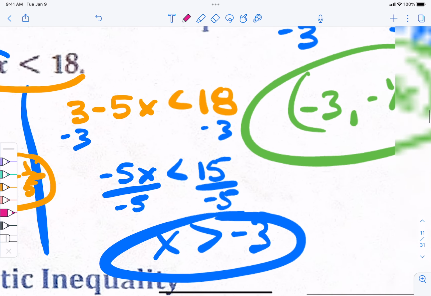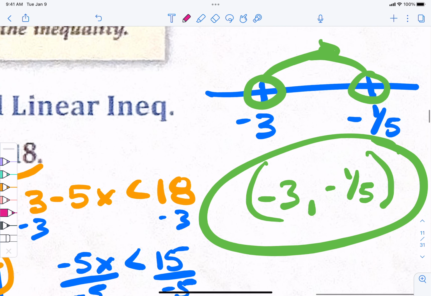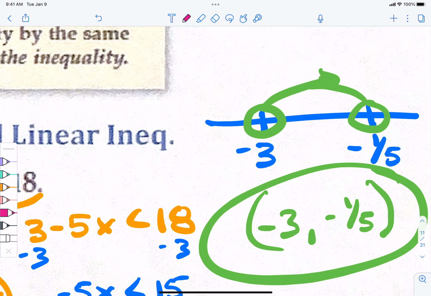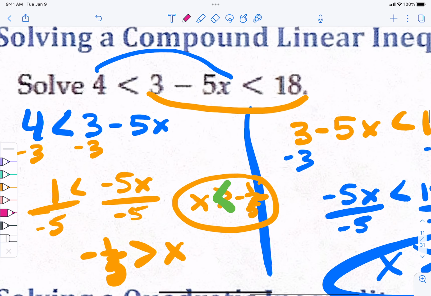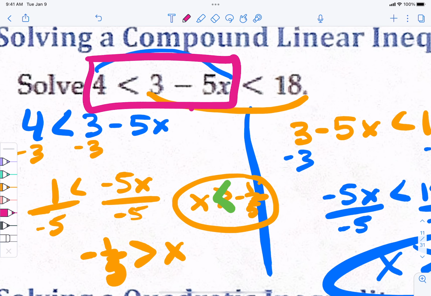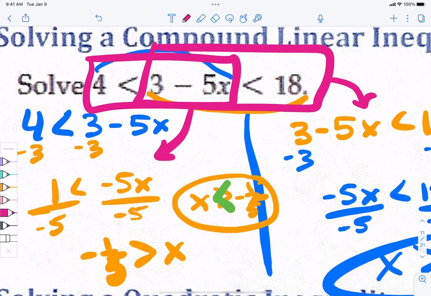Now over here we ended up with -3 and -1/5, and they both were open circles, so just parentheses for both, from -3 to -1/5. We did the same thing there. We did this chunk as the left half, kind of like doing the two cases, and then the right chunk over here. We solved each one individually and then went from there.